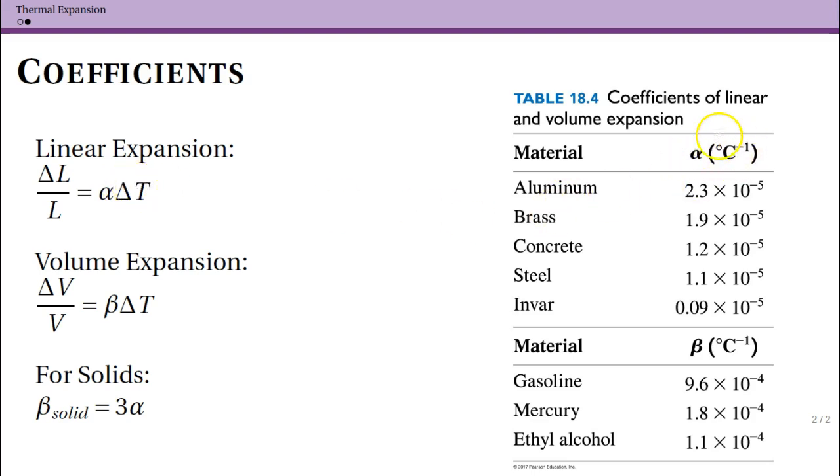Note that this says Celsius to the -1, meaning this is per degree Celsius. So you can multiply your temperature change in either degree Celsius or Kelvin. It's good to be in the habit of always thinking Kelvin.